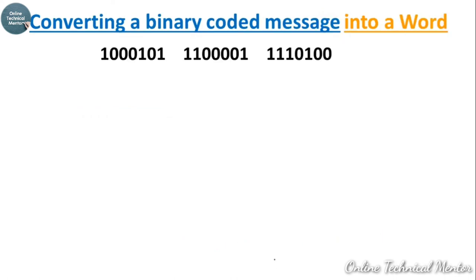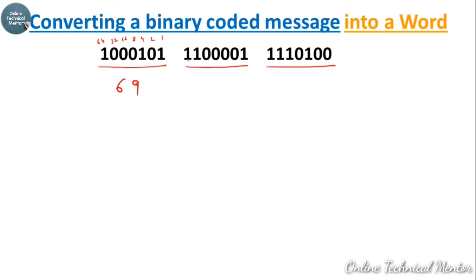Next, let me show you how to convert a given binary coded message into a word. You have to convert each 7-digit binary number to the corresponding decimal number. So the first one is 1000101. What you have to do is write the powers of 2 from left to right. Just write down 1, 2, 4, 8, 16, 32 and 64. Then sum up all the numbers which are placed above 1. So this will be 64 plus 4 plus 1, which is 69.